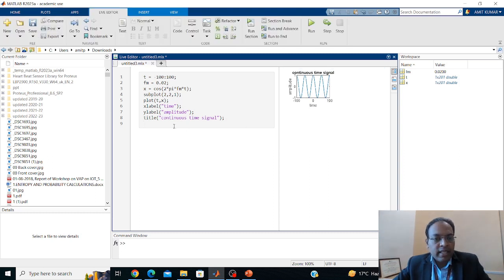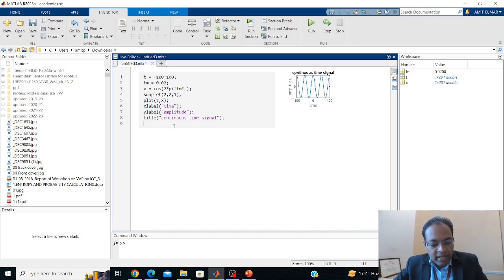Similarly for the next case, that is the undersampling case, here fm will be the same. Now we want to sample the signal. To sample the signal, the condition is small t is equal to n into capital Ts, where capital Ts is 1 upon fs. So small t will be n upon fs. This condition we have to put to sample the signal.